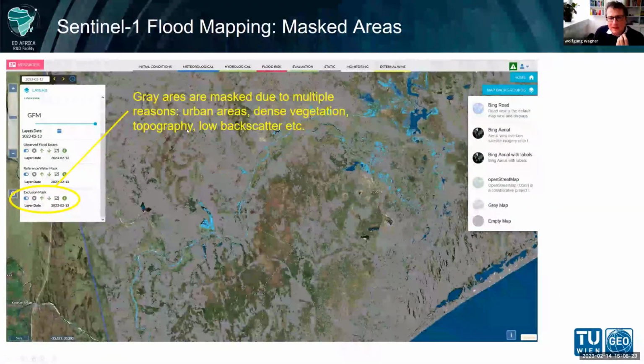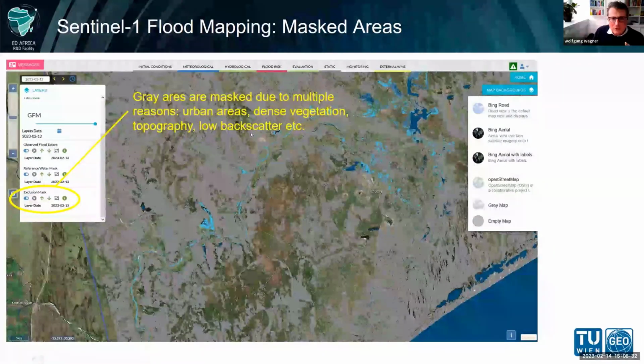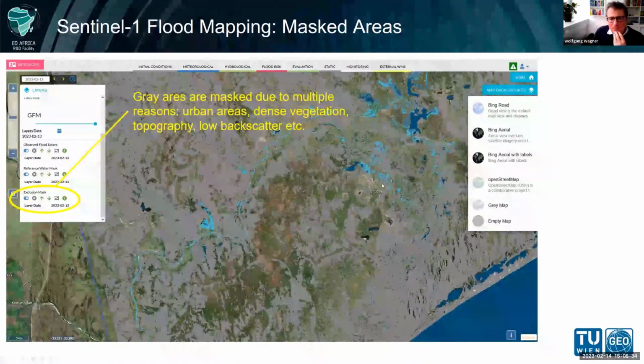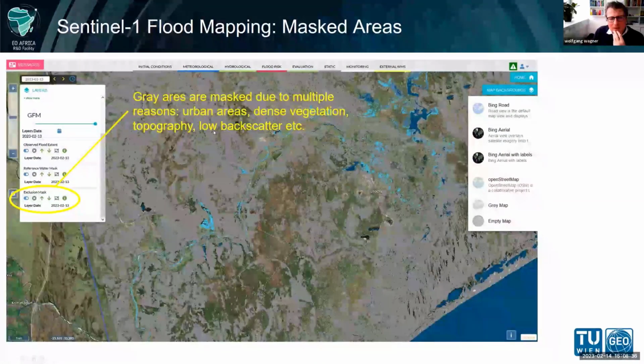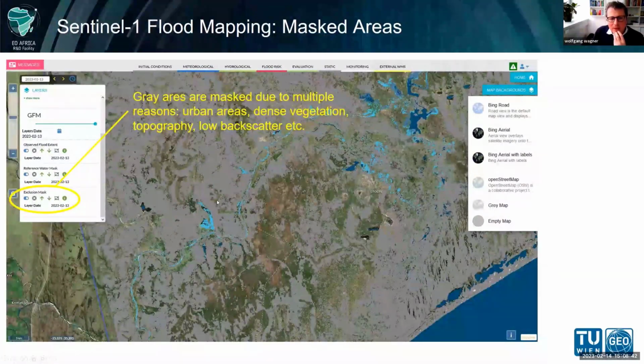We also include here a HAND index that says, well, in this topography, there cannot be water because it's too steep, or because there's low backscatter. Yeah, so that needs to be accounted for when interpreting those data. We are not doing classification everywhere, but only for the areas where there's very good physical reasons to believe that you can do a classification.